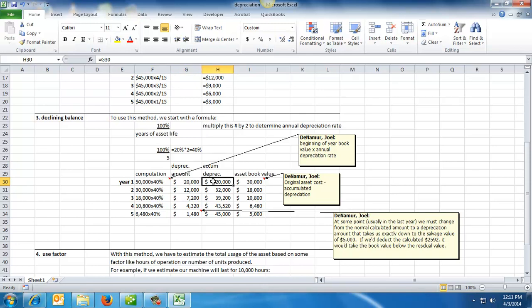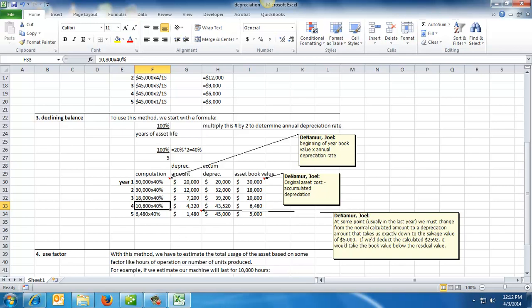Our accumulated depreciation is $20,000, and our book value is the original cost of the asset minus the accumulated depreciation, or $30,000. We take that $30,000 and that becomes what we depreciate in the second year. We take the $30,000 times 40% to give us $12,000. Our accumulated depreciation goes up by $12,000 and our book value goes down by $12,000 more. In year 3, our book value now starts at $18,000, and we do the same process. In year 4, again, it starts with the ending book value from the year before, $10,800.